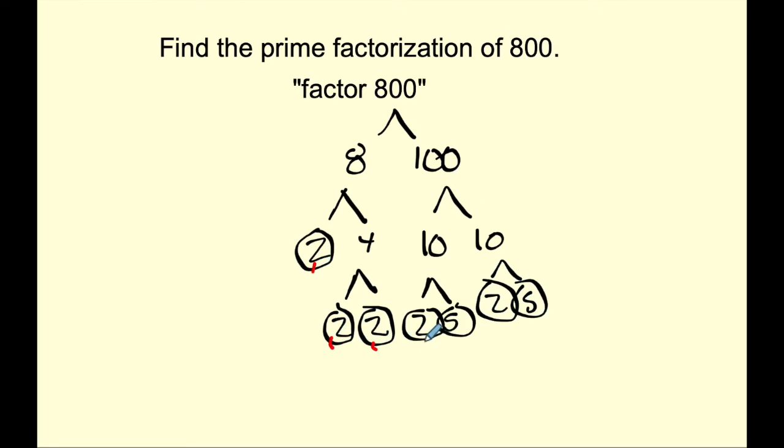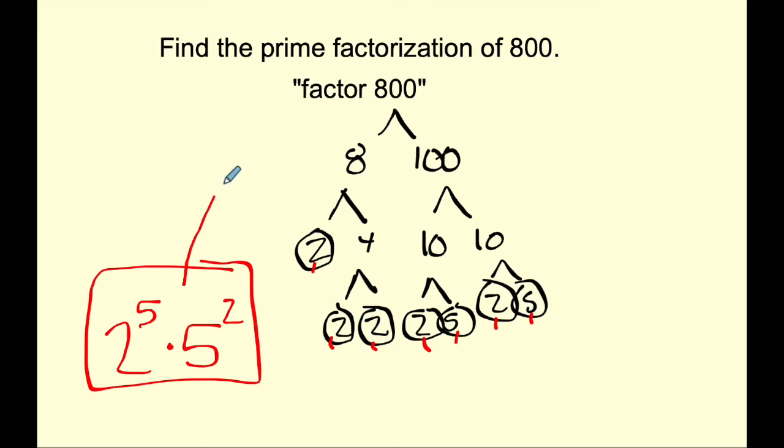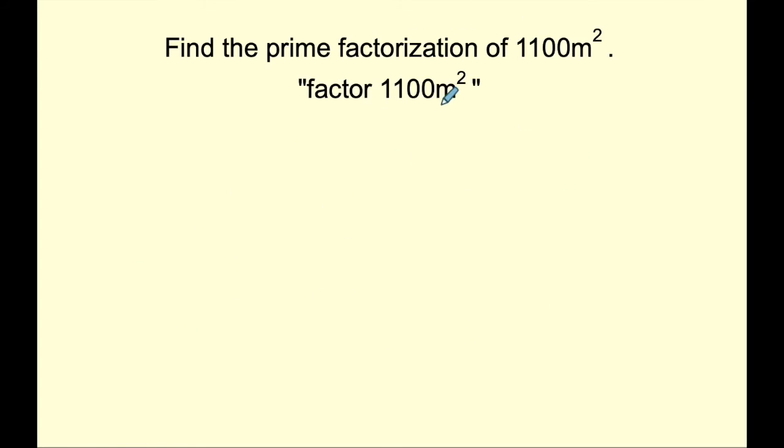So the answer to this problem, we have to be careful. 1, 2, 3, 4, 5. We have 5 2's all multiplying together, and we have 2 5's. This number right here, if we were to actually multiply it, will give us that 800. Okay. Last one. Now you'll notice this m squared. I'm going to periodically throw variables into our math problems, mostly so that when we see them, we don't get scared in the future. Let's talk about this m squared at the very end.